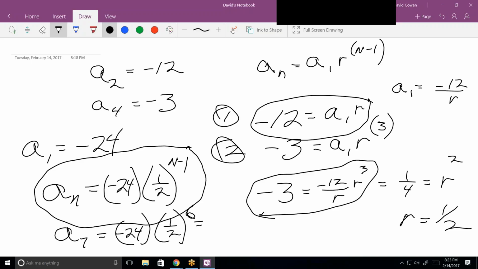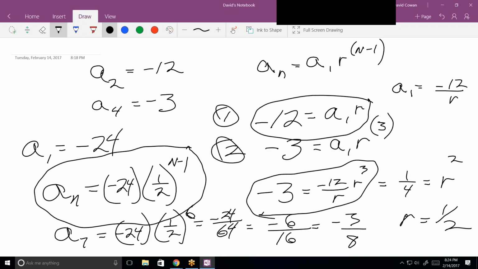In other words, 1/2 to the 6th power is 1/64th. So it's negative 24 over 64. I can divide both top and bottom by 4. Cut that in half, minus 3/8. A sub 7.